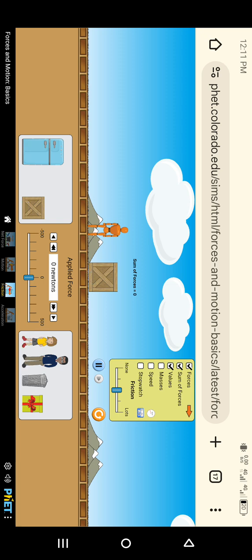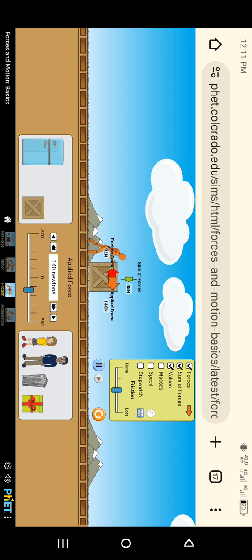Now here, if I apply this one, you can see the applied force is equal to 18 newtons. The friction force is also equal to 18 newtons. So it cannot move because the forces are balanced and acting in different directions.